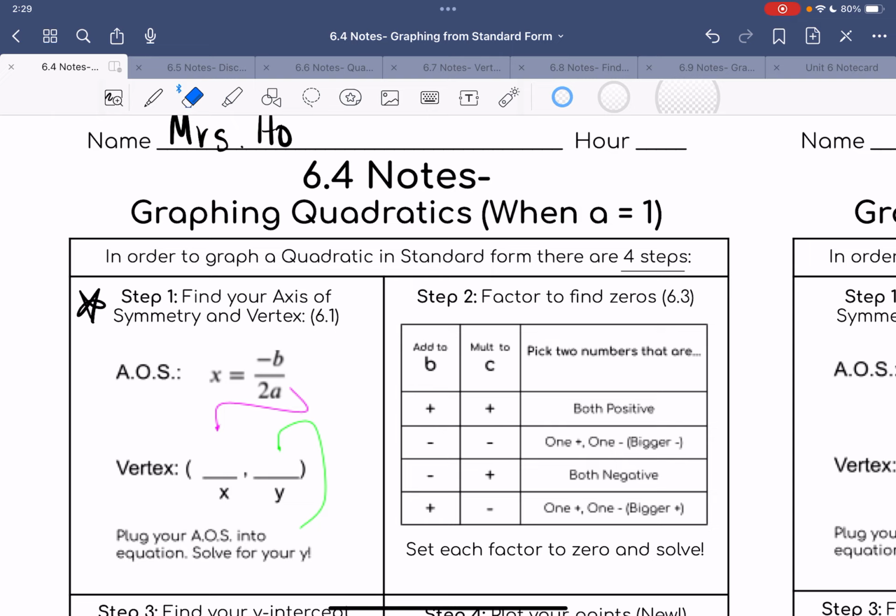Actually, I don't even know if that blurry screenshot's from 6.1 notes. I don't recognize that. Not sure where that blurry screenshot's from.